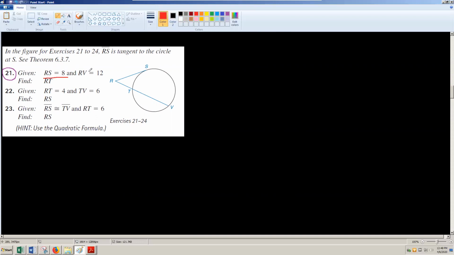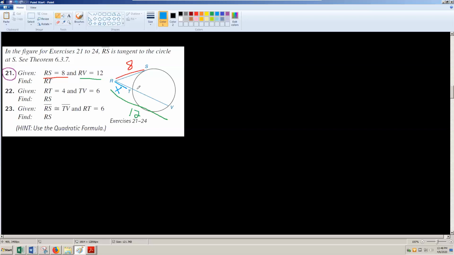We have RS is 8. I am told that RV is 12. It's the full distance here. And I'd really love to know what RT is. So we'll say that is in blue. And I don't know what that is, so I'm just going to call it X.